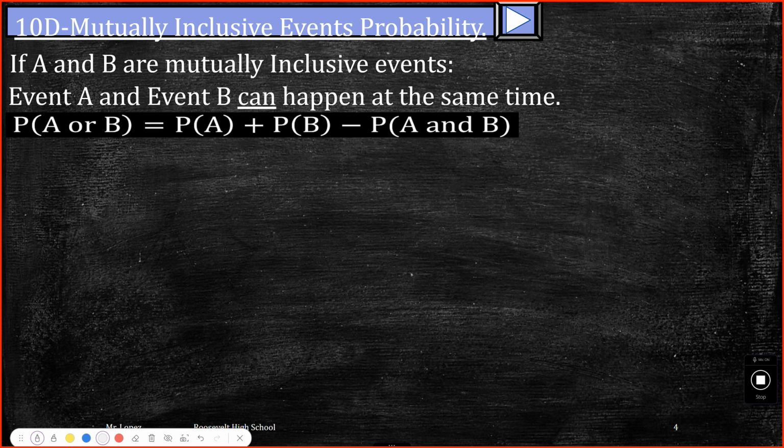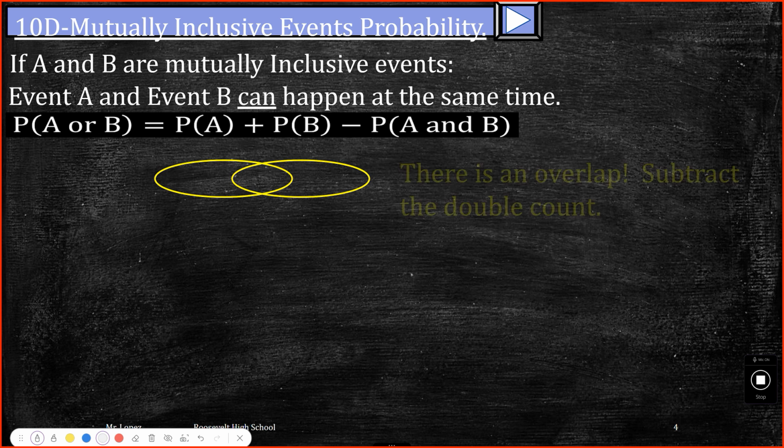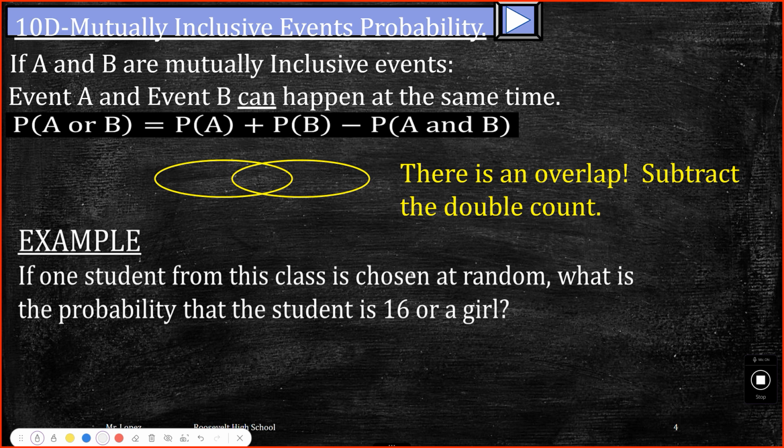So this is the formula for it. It is kind of the same as the other one, except you have to subtract the double count. So P of A or B is equal to P of A plus P of B, but you have to subtract what is both A and B, because that's a double count. So that's the formula here. And there's an overlap. All right, so here's an example.